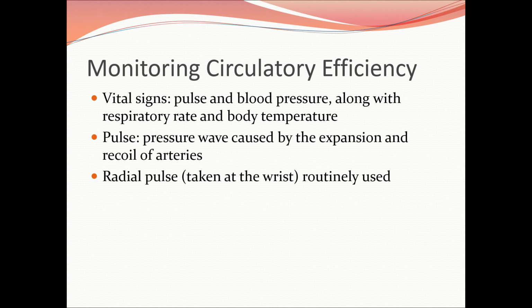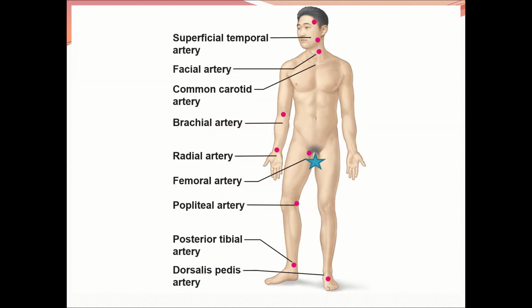Vital signs are pulse and blood pressure, along with respiratory rate and body temperature. Pulse is the pressure wave caused by the expansion and recoil of arteries. Radial pulse, taken at the wrist, is routinely used, and these all help to monitor circulatory efficiency. Here we see pulse points at different locations, such as the superficial temporal artery, facial artery, common carotid artery, brachial artery, radial artery, femoral artery, popliteal artery, posterior tibial artery, and the dorsalis pedis artery.